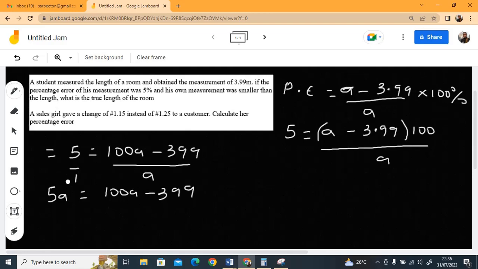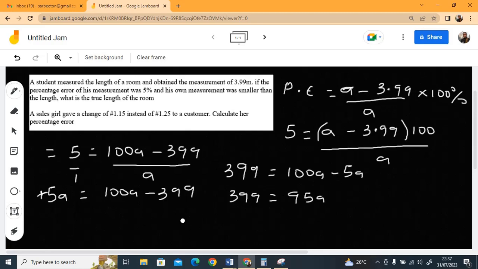You can bring the 5A to meet the 100A. When you take minus 399 to this side, it becomes plus, so we have 399. The 100A has an invisible plus, and when it crosses it becomes minus, so minus 5A. So you have 399 equals 100A minus 5A, which is 95A.